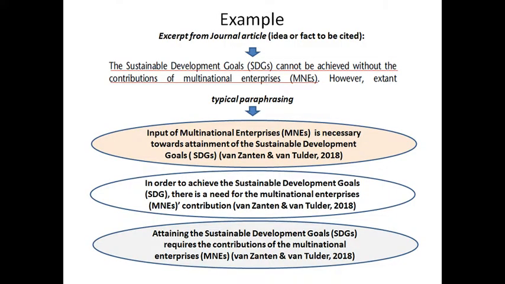Here are some examples. So this is an excerpt from a journal article. So we have the excerpt: sustainable development goals cannot be achieved without contributions of multinational enterprises. So how do you paraphrase this? So there are so many ways. Here are examples. Input of multinational enterprises is necessary towards attainment of sustainable development goals.